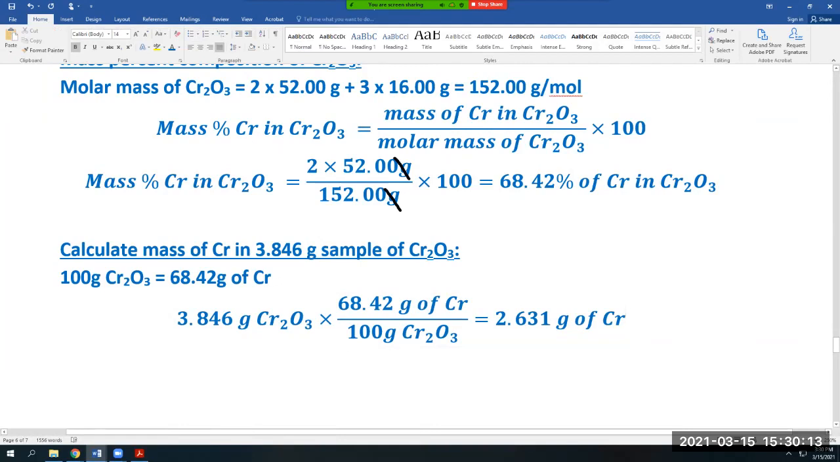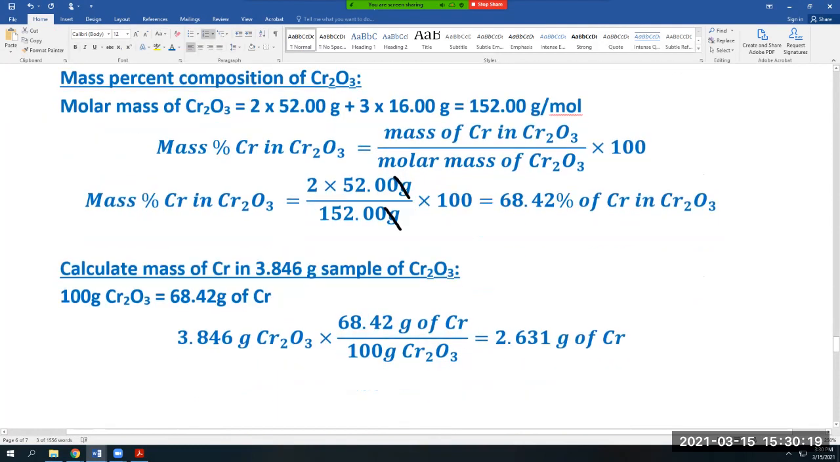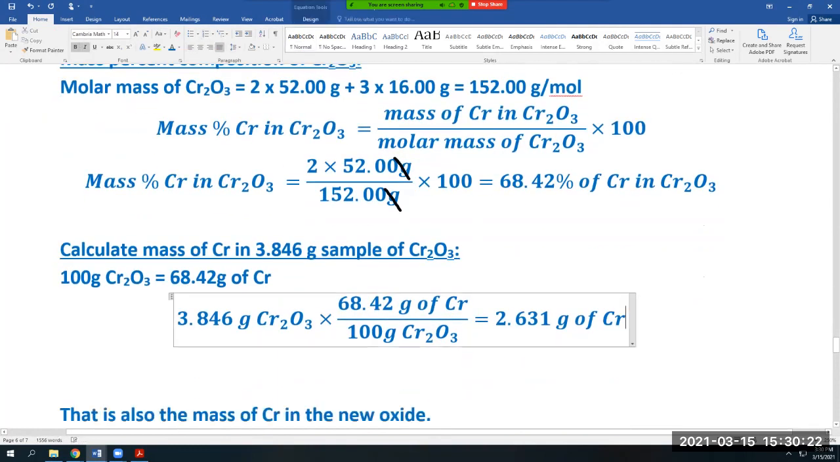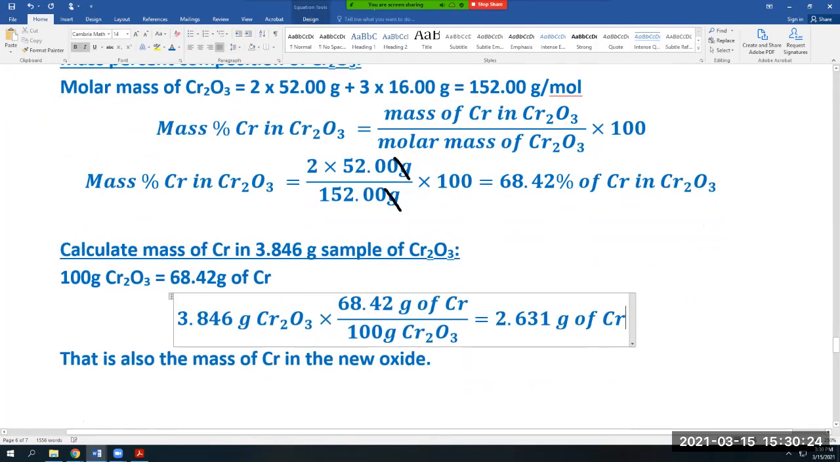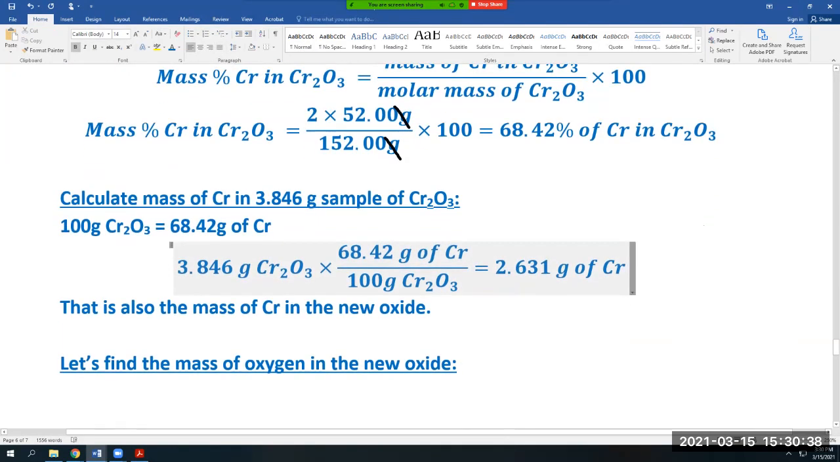But as we said, when we are making the new oxide, it's only by adding oxygen. So this mass is also the mass of chromium in the new oxide, because we only added oxygen from there. So we have the mass of chromium in the new oxide. So now we need the mass of oxygen in the new oxide. So let's calculate the mass of oxygen in the new oxide.